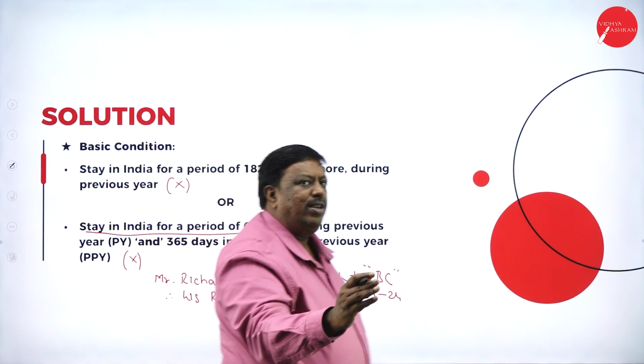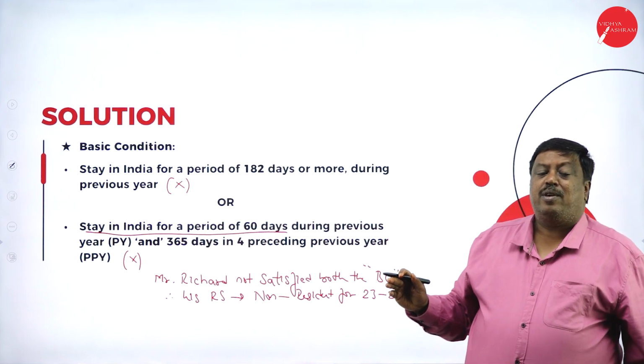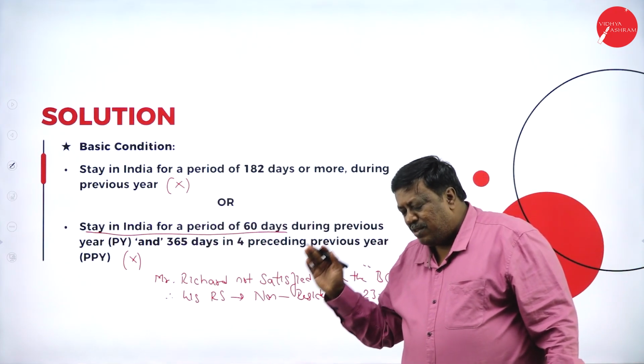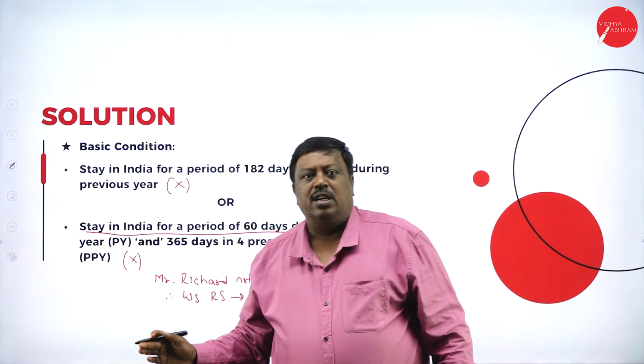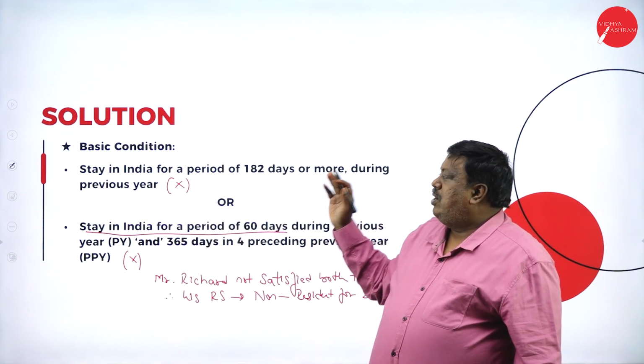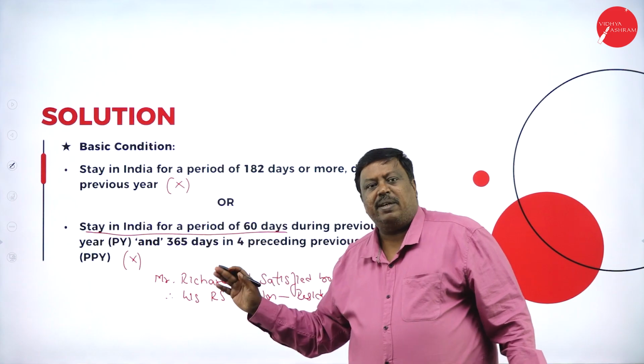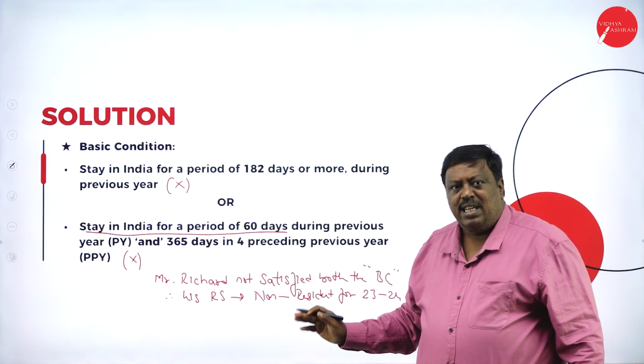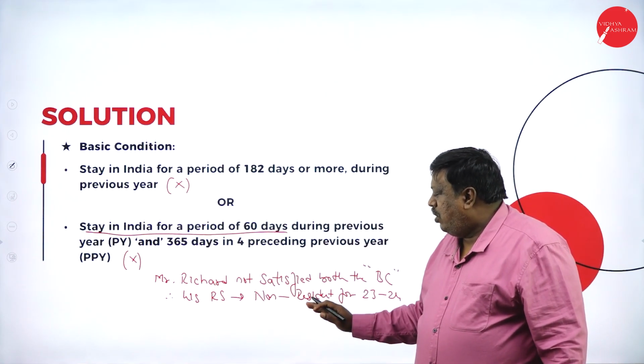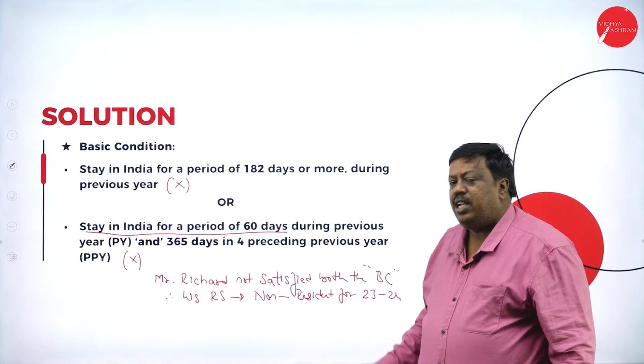I've stayed only for 42 days. So I couldn't satisfy my first basic condition as well as my second basic condition. So totally, when I couldn't satisfy both the basic conditions, as per Income Tax Act of 1961, I'm a non-resident for 2023-24.